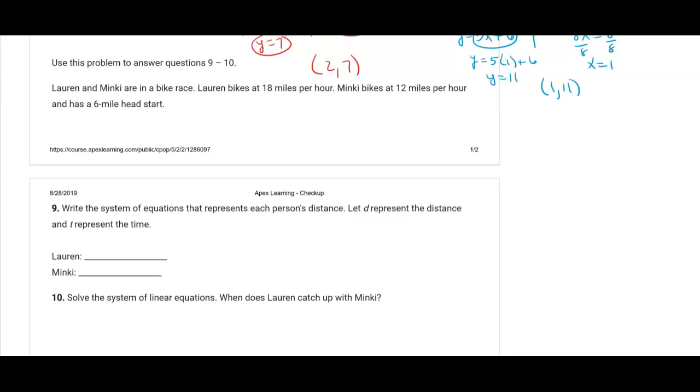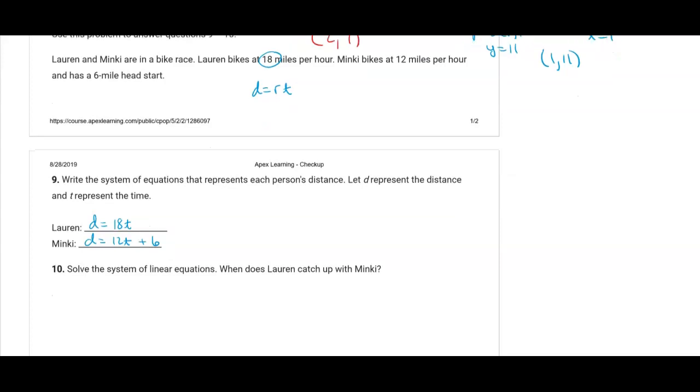So the one thing you need to know is distance is equal to rate times time, isn't it? So it's basically your speed times time. So when I look at Lauren, her distance is going to be, what is her rate? Her rate is 18 miles an hour, so 18 times T. Minky bikes 12 miles an hour, but she already drove 6 miles. So her distance would be 12T, 12 times the number of hours, plus the 6 miles she already drove.